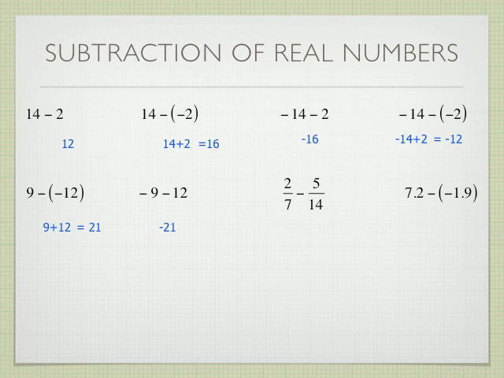2/7 minus 5/14. Now don't skip this example just because it's a fraction. If I'm adding or subtracting fractions, I need a common denominator. Multiply top and bottom by 2, so I have 4/14 minus 5/14. 4 minus 5 is -1, so I have -1/14. 7.2 minus -1.9 is 7.2 plus 1.9, which gives me 9.1.